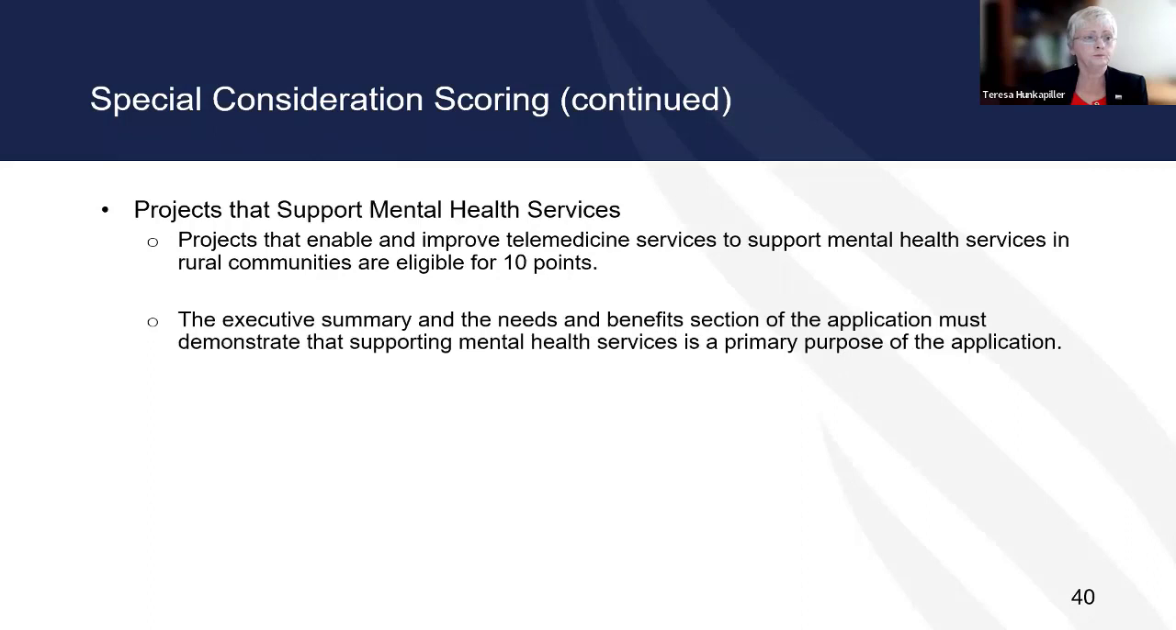And there is also the fifth category that you can claim 10 points under, and is if your project is primarily to support mental health services. That doesn't mean it can't support other things, but if your primary purpose is mental health services, you can explain in your executive summary and the needs benefits section, and also make sure that that coincides with your special consideration worksheet. I hope you're picking up on a theme that everything needs to be consistent throughout the application. Make sure you don't have conflicting information in your executive summary and all of your supporting materials. Okay, let's go a little bit further.